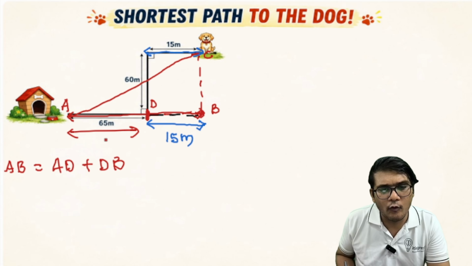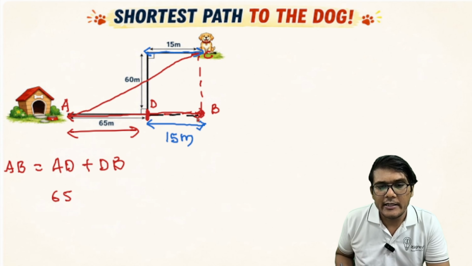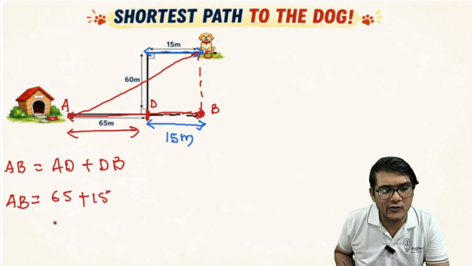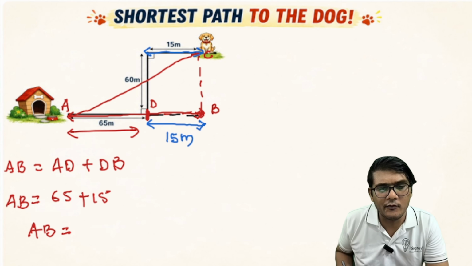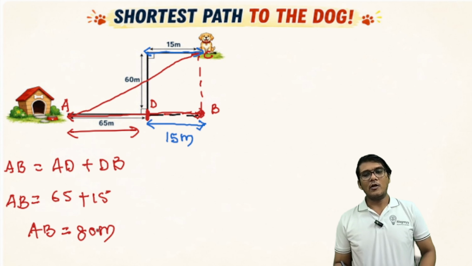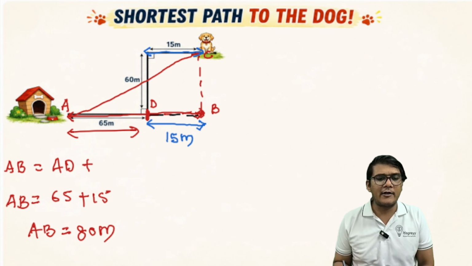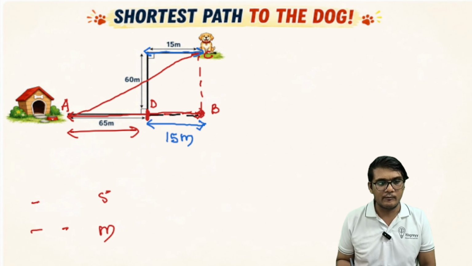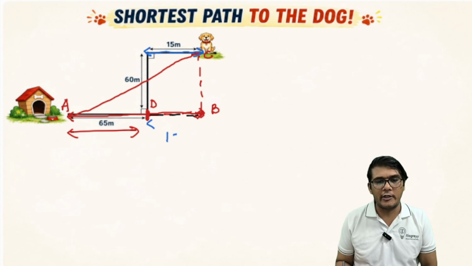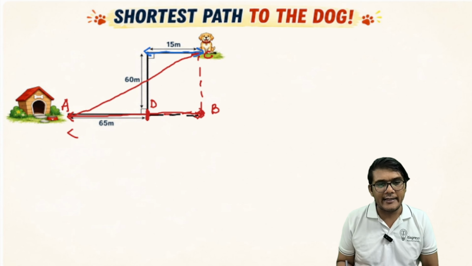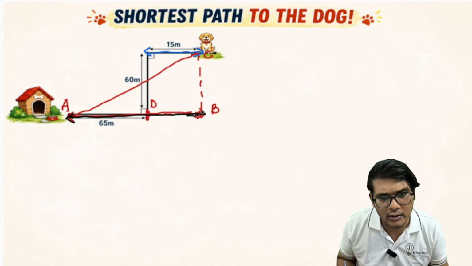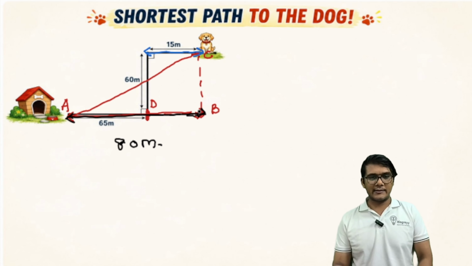So AD we know is what? It is 65 meters. DB we know is what? Is 15 meters. So we get that the distance of AB comes out to be 80 meters. So basically, so far we have understood the total distance AB is 80 meters. So my diagram now is going to change a bit. Instead of writing 65 and 15 alone, I am going to now write that this distance here is a total of 80 meters. I hope that is clear.